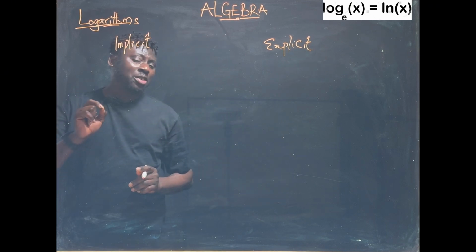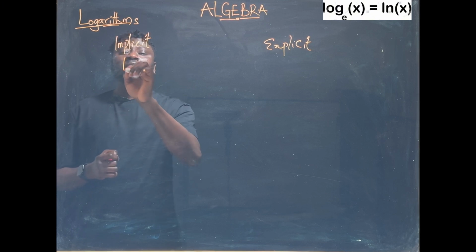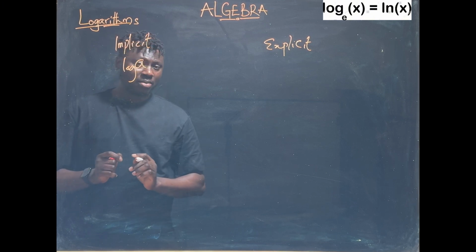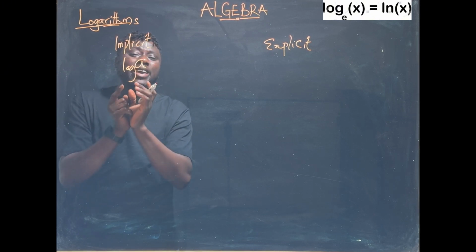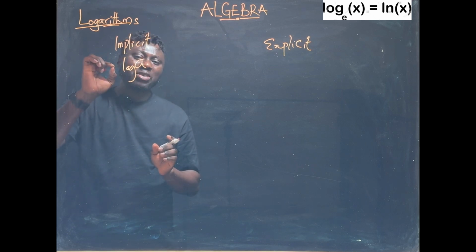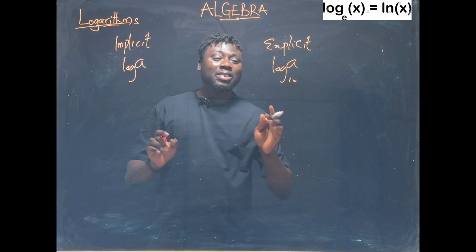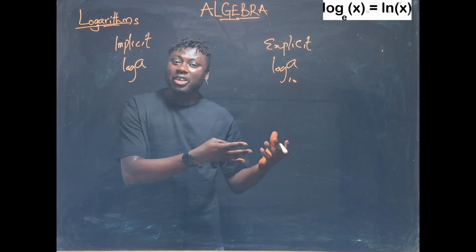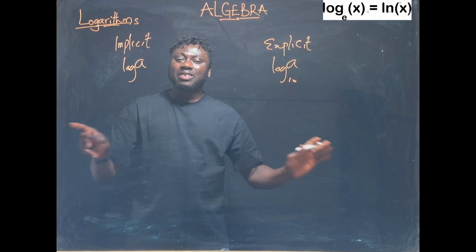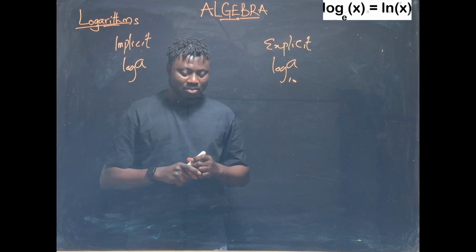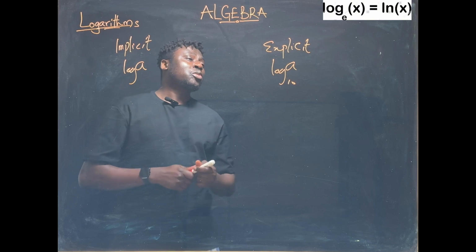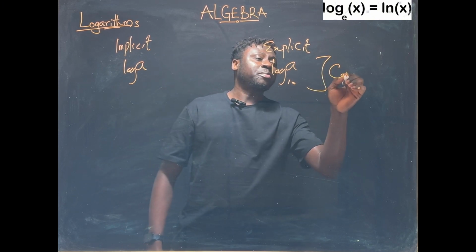So to express logarithm as implicit, you can say log A. For instance, log A is expressed implicitly while log A base 10 is expressed explicitly. This and this, they are the same thing in logarithm. And of course, this is called common logarithm.